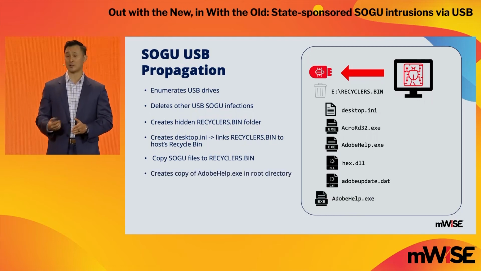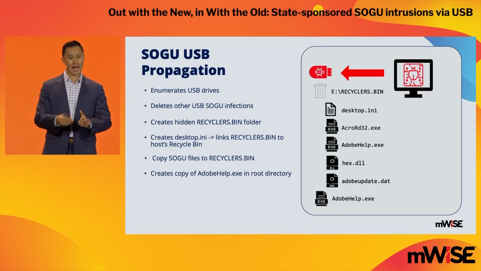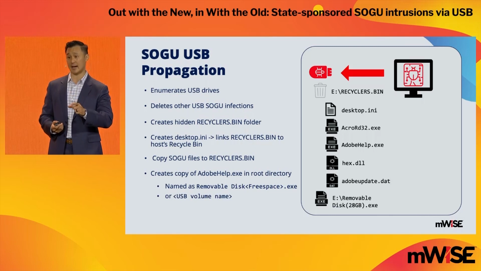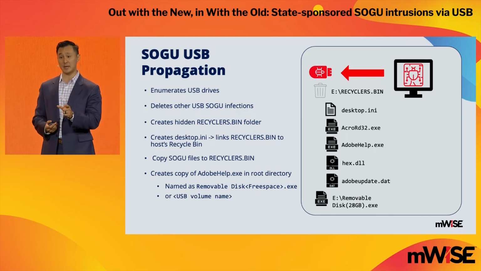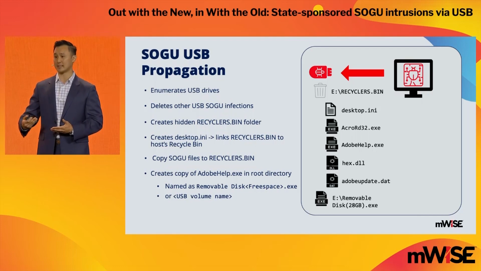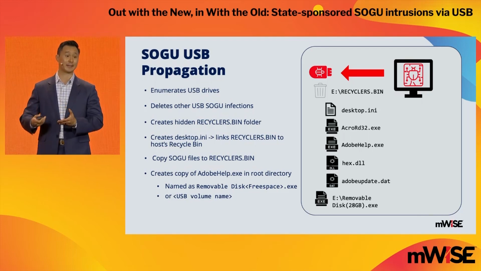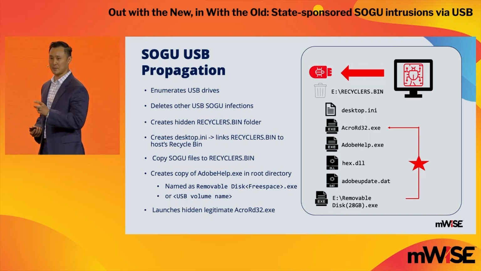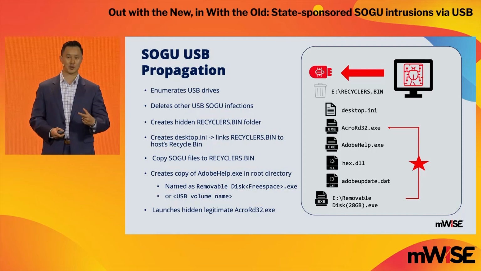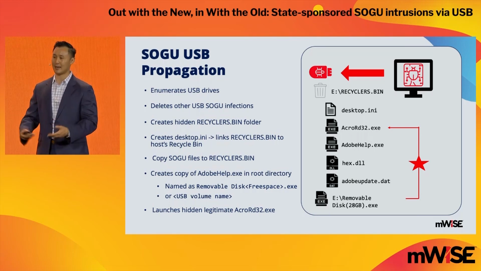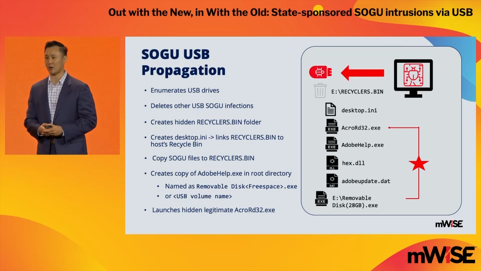The decoy launcher is then copied to the root directory, and then it's renamed as a decoy name. If that USB disk has a custom or specific volume name, it uses that. Or if not, it uses "removable disk" and the free space on that USB, .exe. So at this point, once the USB malware has propagated, the USB drive is infected. When a victim inserts it into another system and executes it, that continues the USB SOGU malware campaign.